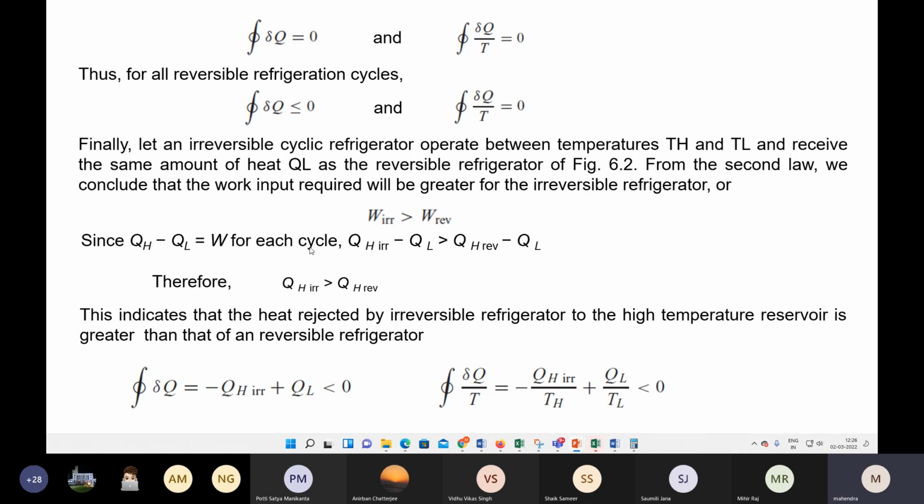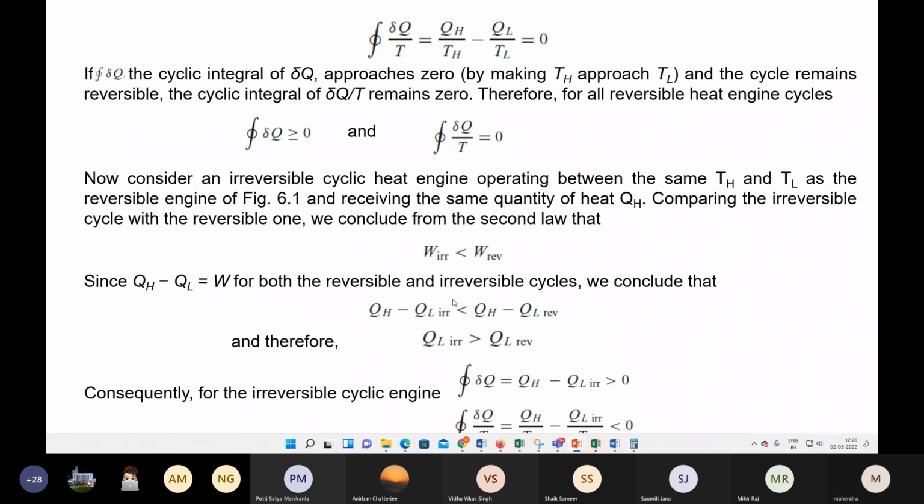So earlier what have we considered? Earlier we considered QH as the constant. Rejection QL is different. See over here, this QH for both the cases is equal. Rejection QL is different, and that's what the greater than symbol shows.